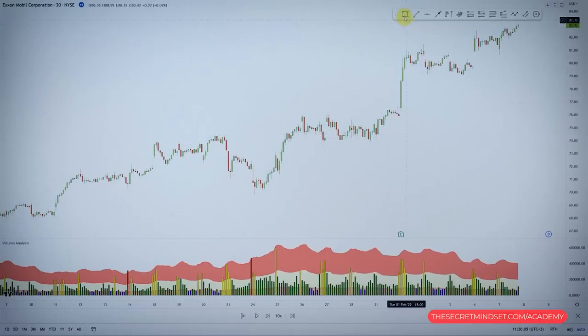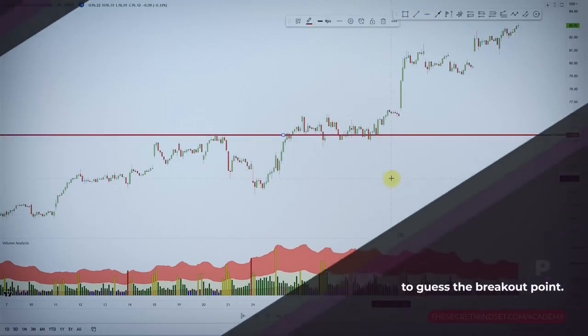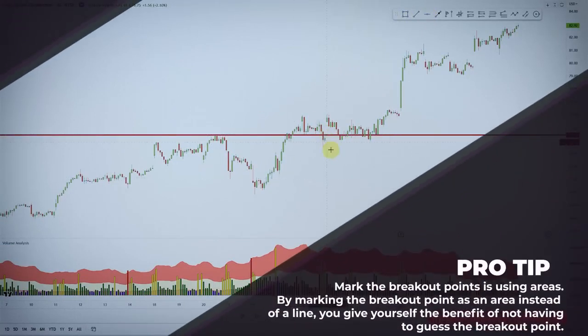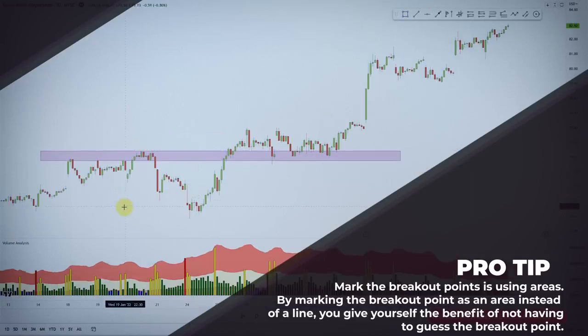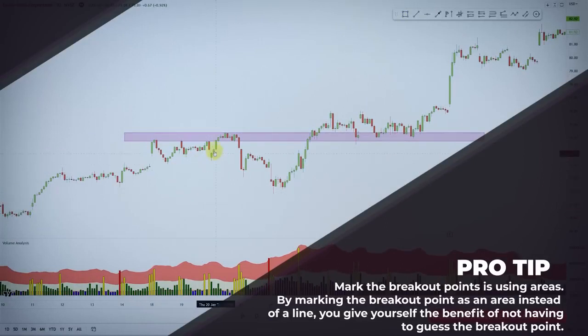Another tip: most traders, when looking to trade a retest, will mark the point where a breakout has occurred using horizontal lines, and this is one of the reasons why you fail at trading retests. A far better way of marking the points is using areas. By marking the breakout point as an area instead of a line, you give yourself the benefit of not having to guess the breakout point.